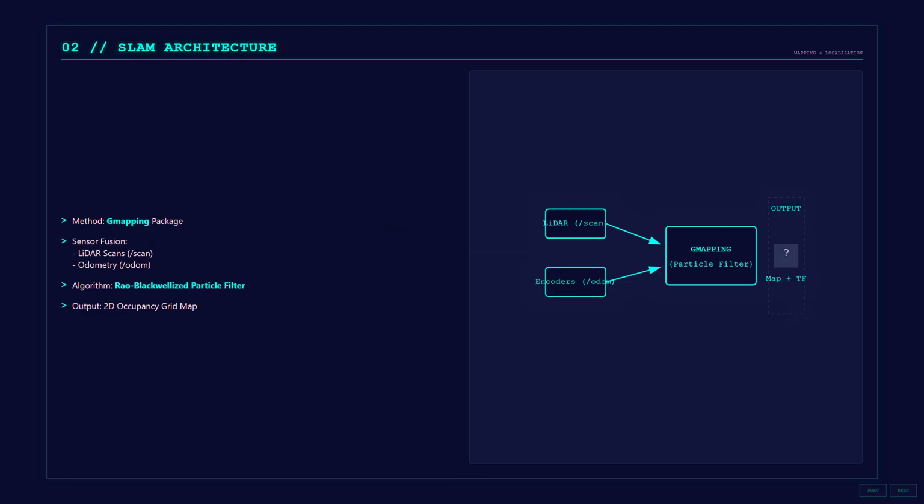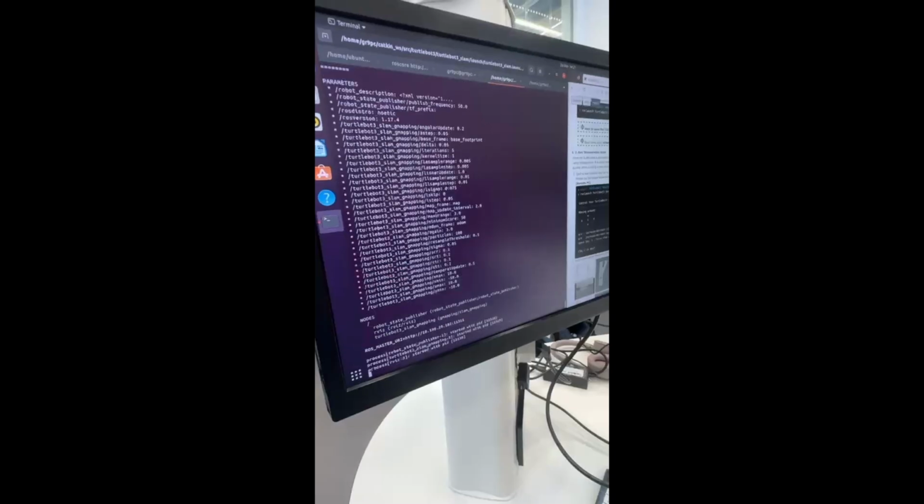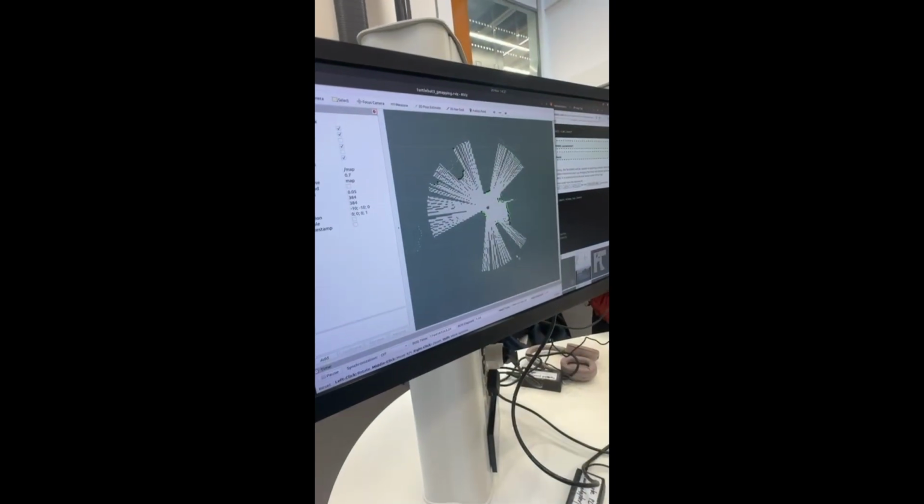For mapping, we utilize the Gmapping package. As shown in the diagram, the Gmapping node takes the scan data from the LiDAR and the odometry data from the wheel encoders. It uses a particle filter to fuse this information, estimating the robot's pose while simultaneously building the 2D occupancy map. You can see that process happening here in RViz.